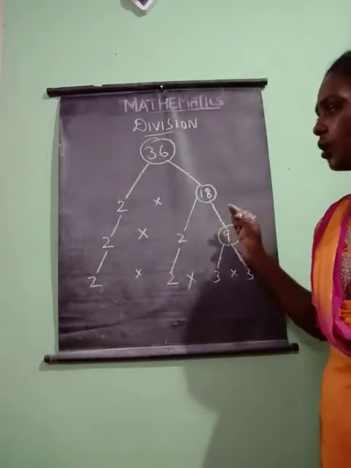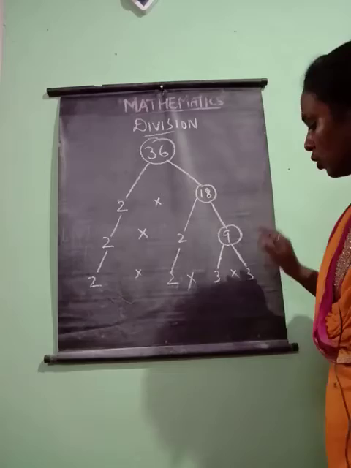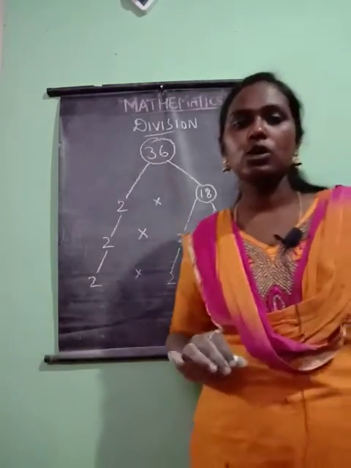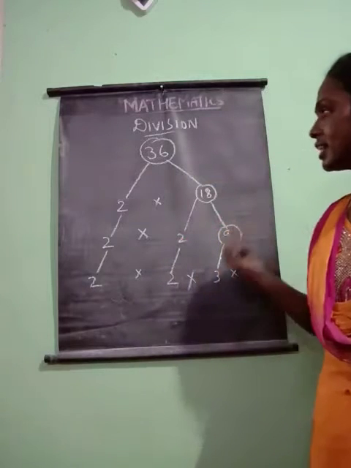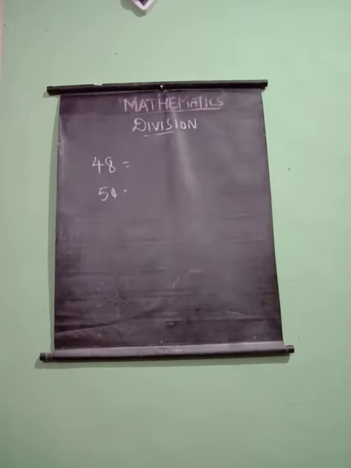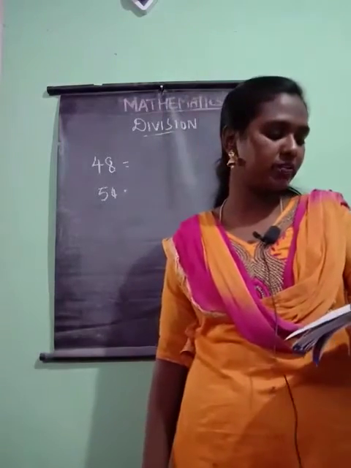Okay, this is how we have to draw the prime factorization tree. So here 3 into 3 into 2 into 2 we get 36. So I hope you understood this. Let us move to the next problem. So here is the next question we have.